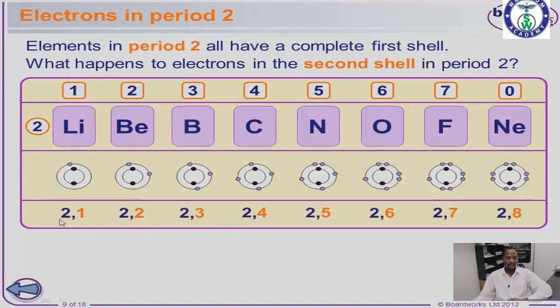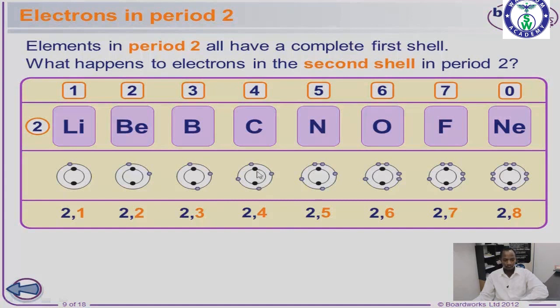So it means it has 2 for the first shell, and then 1 which goes to the next shell. For the other element, 2 for the first shell and 2 go to the next shell. The first shell is always constant; the maximum it can take is 2. So 2 for the first shell, and then for boron, 3 go to the outer shell.